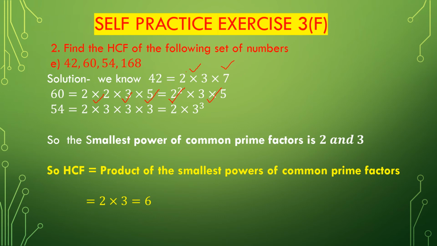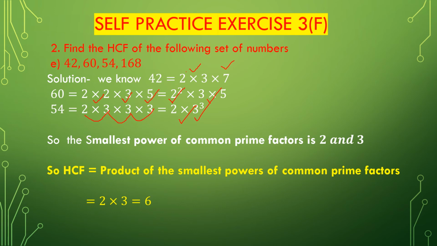Now find out the prime factorization of 54. 2 multiplied with 3 is 6, 6 multiplied with 3 is 18, 18 multiplied with 3 is 54. So prime factorization of 54 is 2 multiplied with 3 multiplied with 3 multiplied with 3. And here 3 is multiplied 3 times, so the exponential form of 3 multiplied with 3 multiplied with 3 is 3 to the power 3, where 3 is the base and 3 is the exponent. So prime factorization of 54 is 2 multiplied with 3 to the power 3.